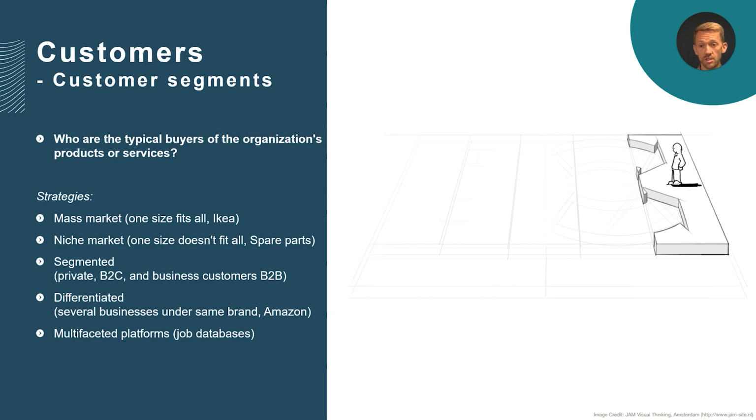You could have a customer strategy that is differentiated. So you sort of have several businesses under the same brand. An example of this could be Amazon. They started out by being a web shop. I think they started out by selling books actually, and then they sold various goods on the platform.